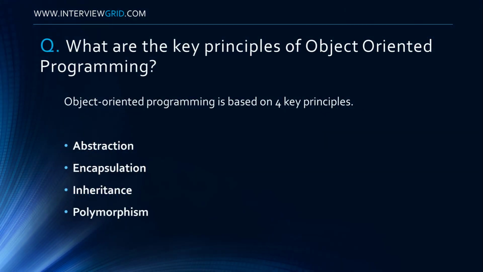Question: what are the key principles of object-oriented programming? This is a frequently asked interview question. Object-oriented programming is based on four key principles: abstraction, encapsulation, inheritance, and polymorphism. Let's look at these principles one by one.